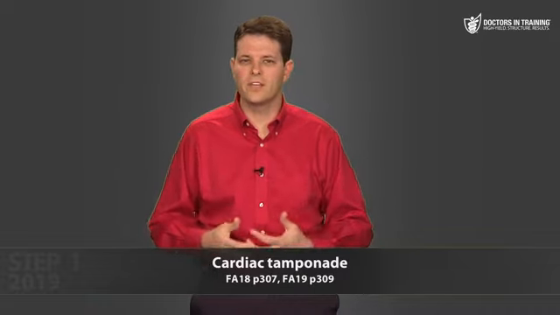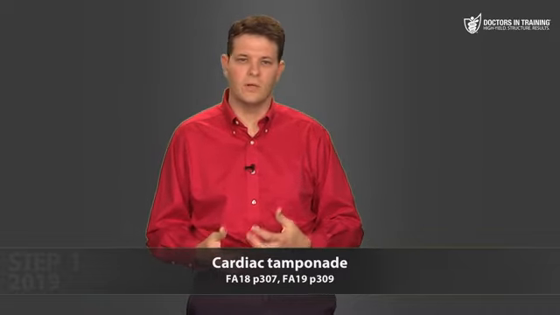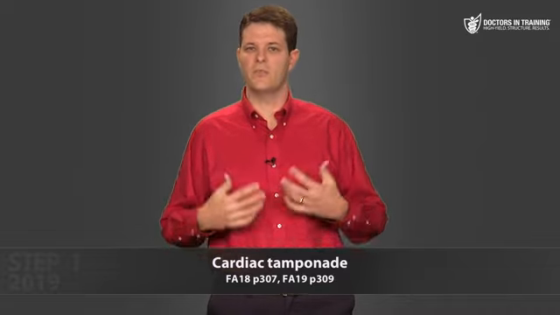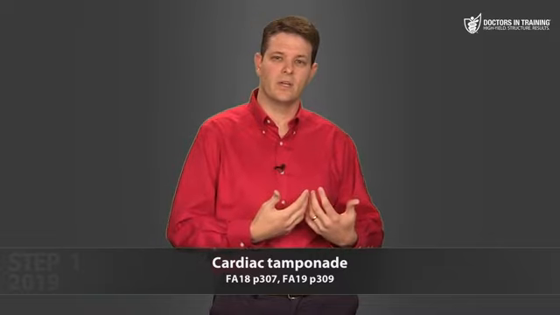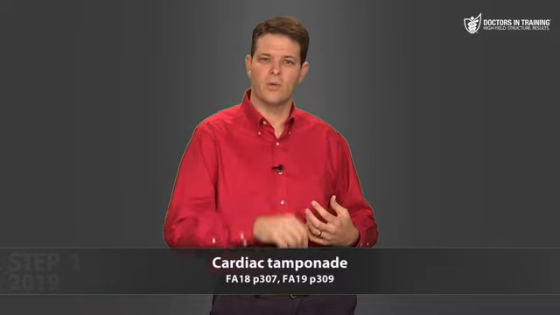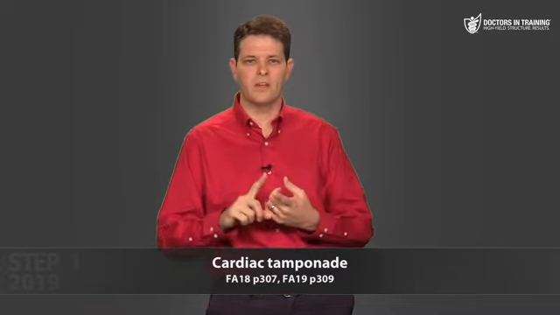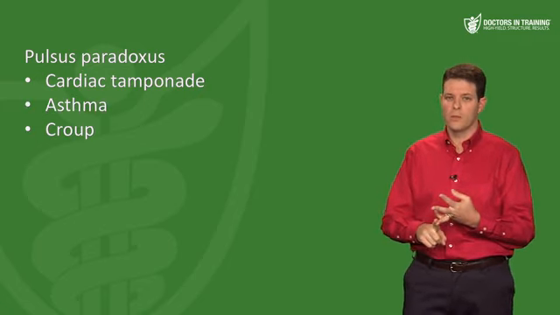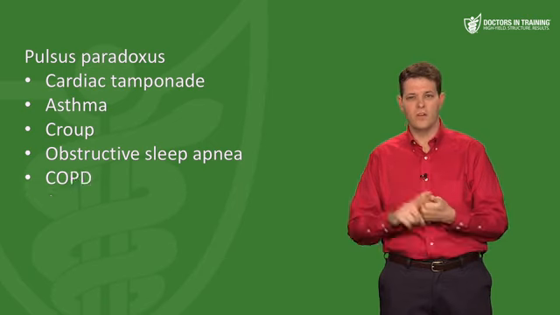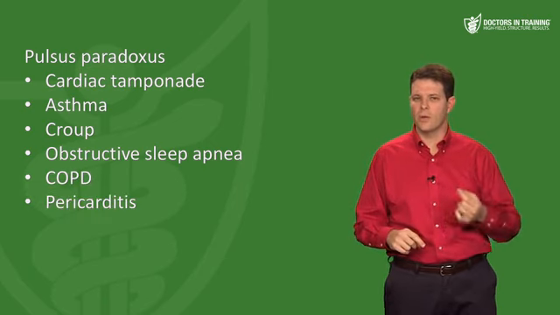So what kinds of things can cause pulsus paradoxus? Well, anything where you have exaggerated inspiration. Just makes sense. Exaggerated inspiration leads to exaggerated filling of the right side of your heart, and exaggerated decreased filling in the left side of your heart, and a decrease of blood pressure with inspiration. So we see it with cardiac tamponade, we see it with asthma, with croup, with obstructive sleep apnea, with severe COPD, and then rarely with pericarditis.